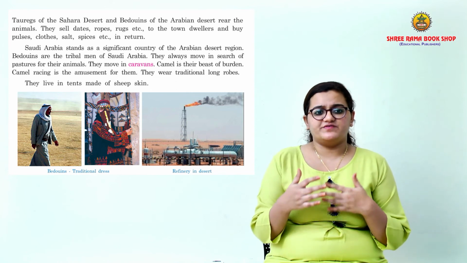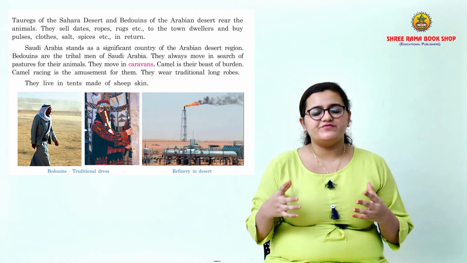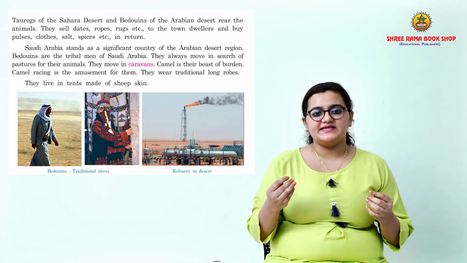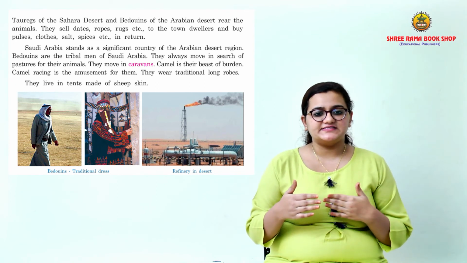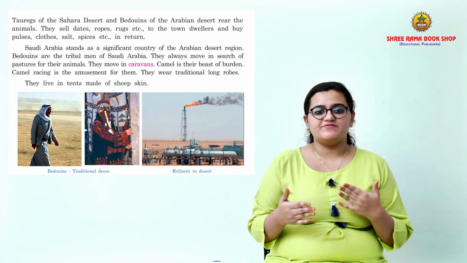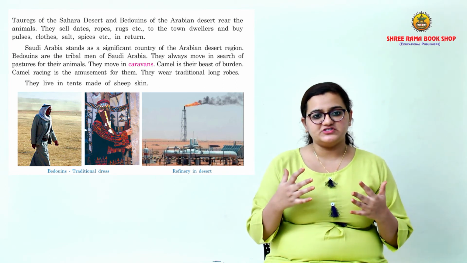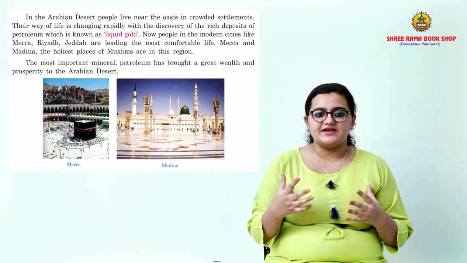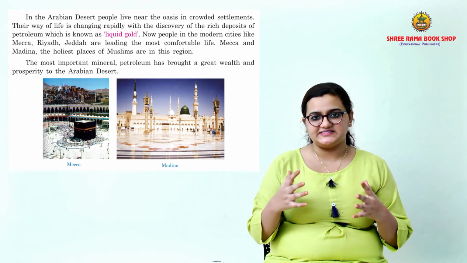They always move in search of pastures for their animals to feed on. They move in caravans. Camel is the best beast of burden. Camel racing is the amusement for them. They wear traditional long robes. They live in tents made of sheep skin. In the Arabian desert, people live near the oases in crowded settlements.